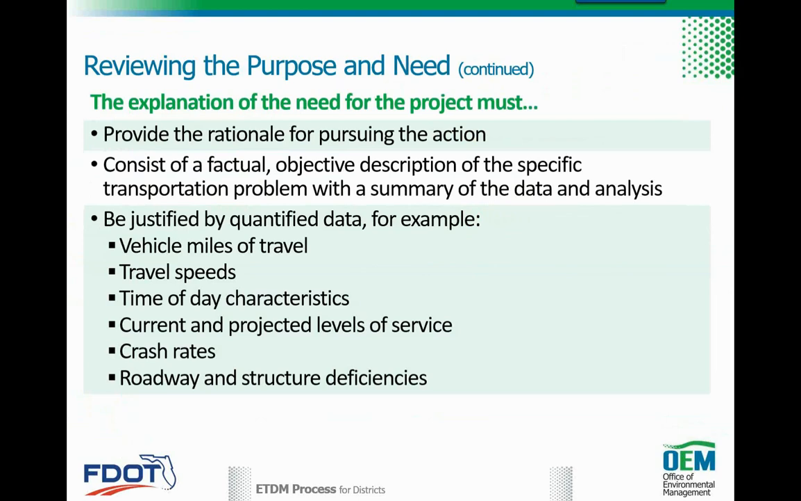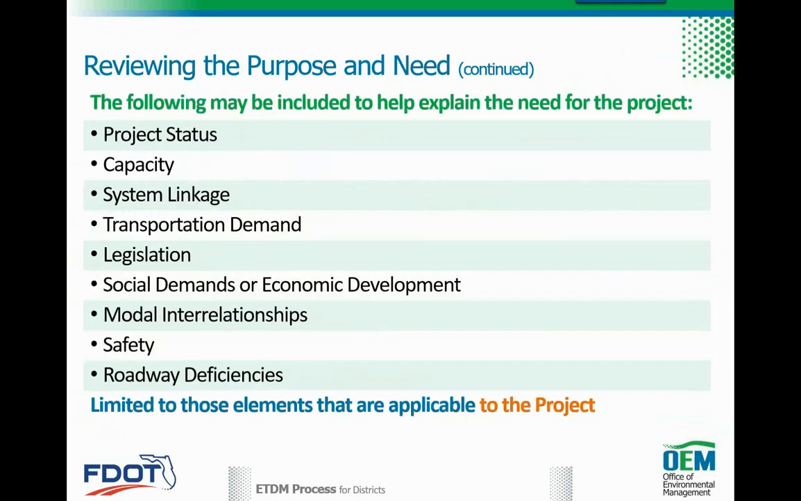When we're reviewing the purpose and need, we tell them to be looking at the need itself. It should have the rationale for why we're going after the action. It should also be facts-based, objective. It should really be specific to the transportation problem, and it should have a summary of the data and analysis. Depending on what the need is for the project, it should be justified by some quantifiable data. If you're saying this is a safety issue, crash rates, things like that are very important.